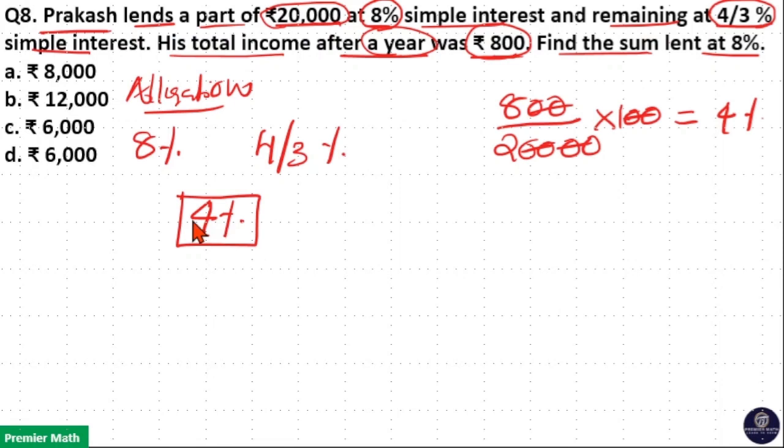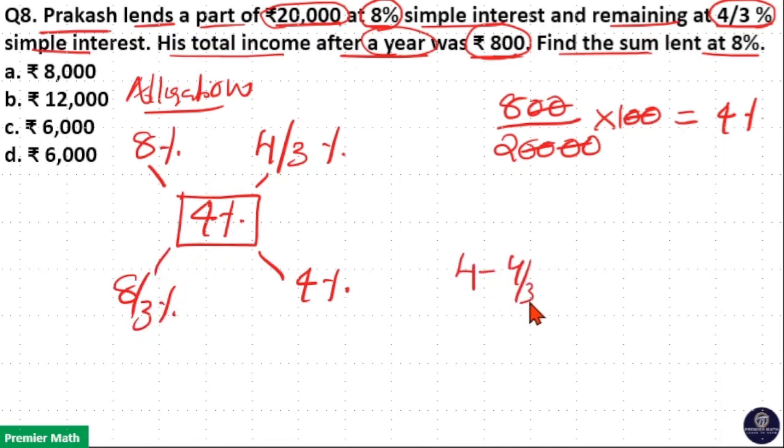Now take the difference. That is, difference between 8 and 4 is 4%. Difference between 4/3 and 4 is 8/3%. That is, 4 minus 4/3 is 3 into 4, 12, 12 minus 4 is 8. So 8/3. Now, if you take the ratio of 8/3 and 4%, percentage cancel. 4 goes 2 times in 8. That is 2/3 is to 1. That means 2 is to 3 is the ratio. So, sum lent at 8% is 2 part and sum lent at 4/3% is 3 part.